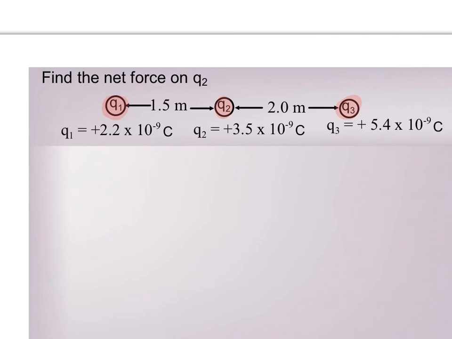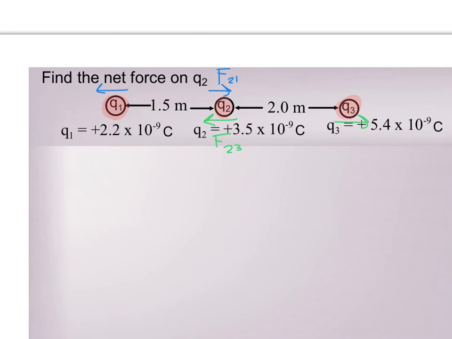Okay, so first of all, I can say that since Q1 and Q2 are both positive, they are pushing each other away. So the direction of the force on charge 2 due to charge 1 is to the right. And then if I were to repeat that same process looking at charge 2 and charge 3, they're both positively charged, so they're going to be repelling each other. So on charge 2, the force on charge 2 because of charge 3 is going to be to the left.